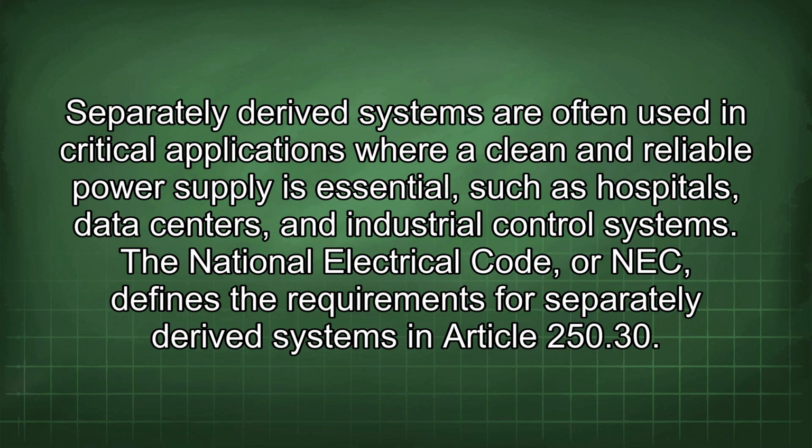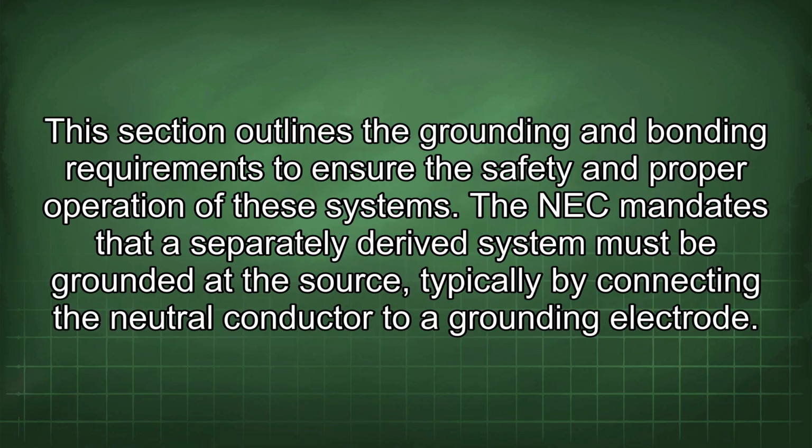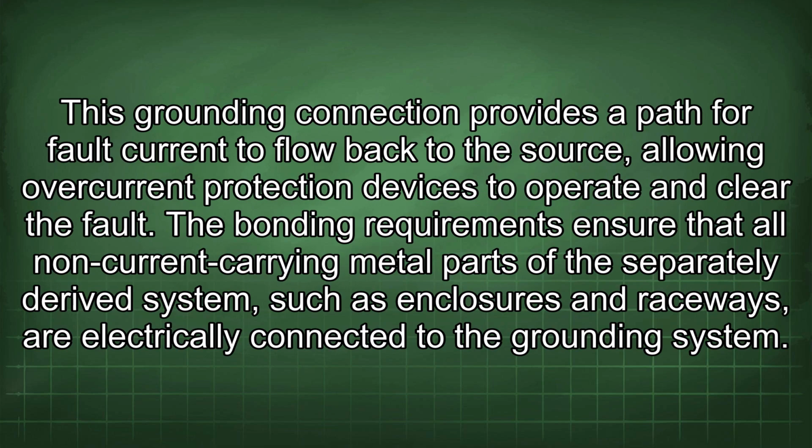The National Electrical Code, or NEC, defines the requirements for separately derived systems in Article 250.30. This section outlines the grounding and bonding requirements to ensure the safety and proper operation of these systems. The NEC mandates that a separately derived system must be grounded at the source, typically by connecting the neutral conductor to a grounding electrode. This grounding connection provides a path for fault current to flow back to the source, allowing overcurrent protection devices to operate and clear the fault.